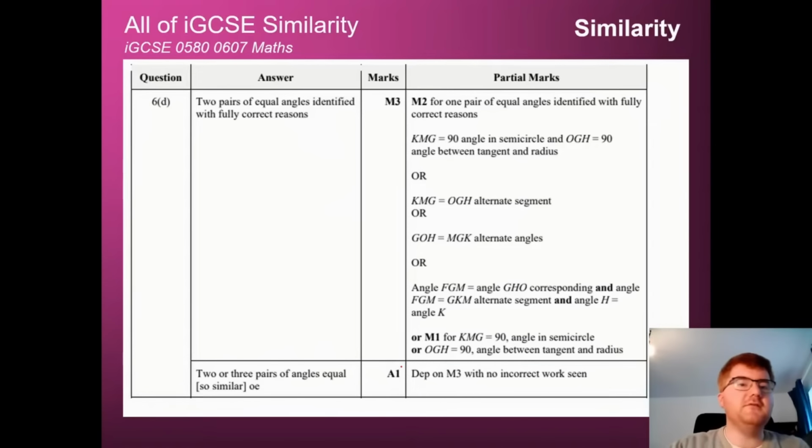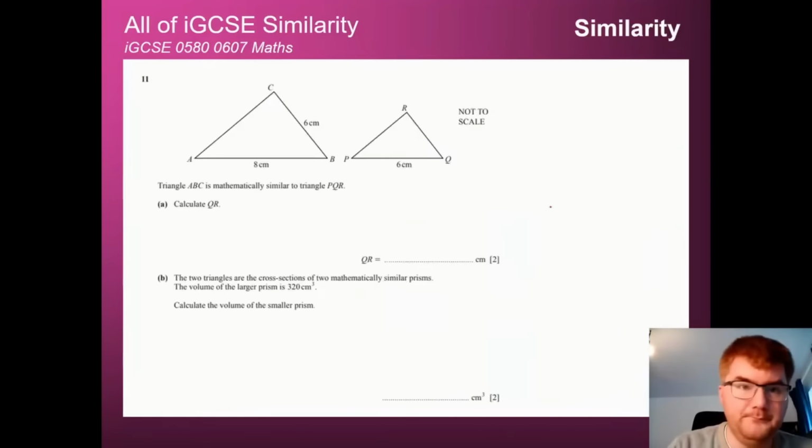And you can read through the mark scheme very, very carefully. You can see where I've picked up all those 4 different marks. Again, we had some alternatives here about not using alternate segment, just using the idea it's the third angle in the triangle. That is also fine as well.